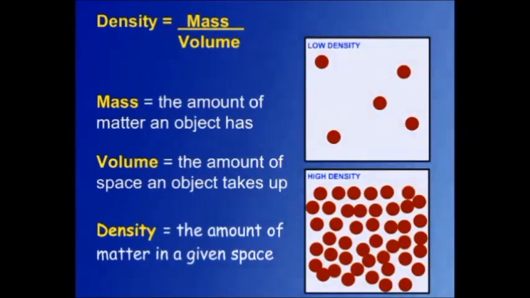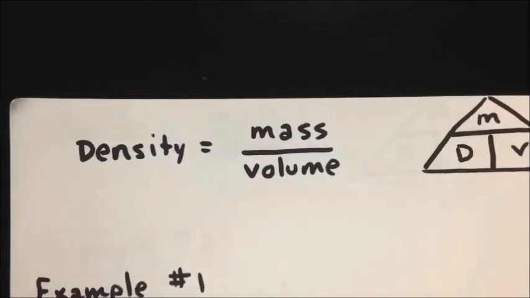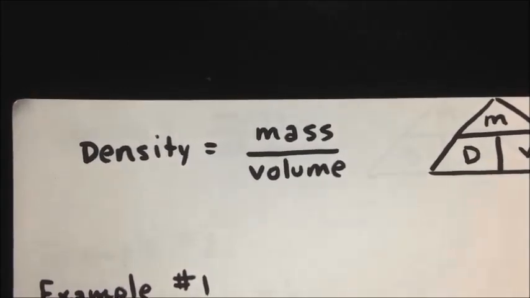The formula for density is on the first page of your reference table, and it's equal to mass divided by volume. Mass, as we've already said, is the amount of matter that an object has. Volume is the amount of space that an object takes up, and density is the amount of matter in a given space. And this is an example of a density problem.